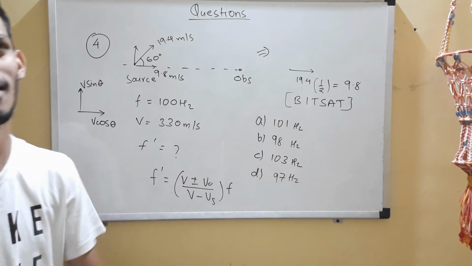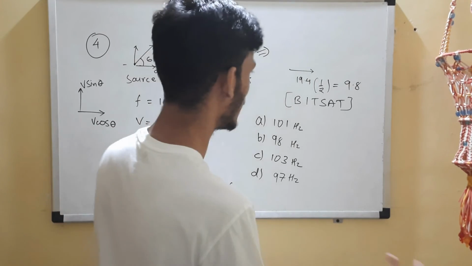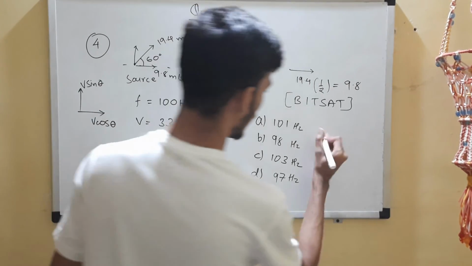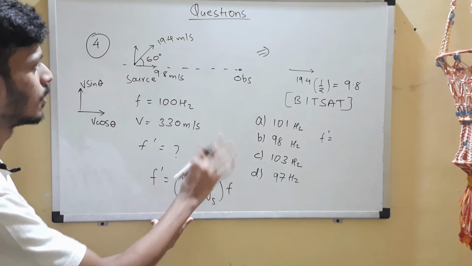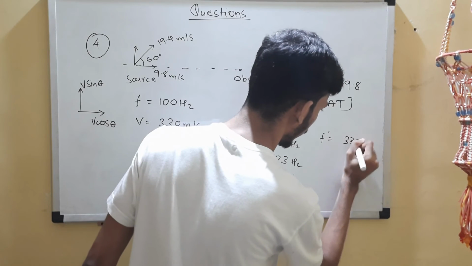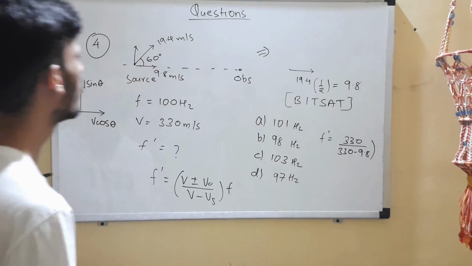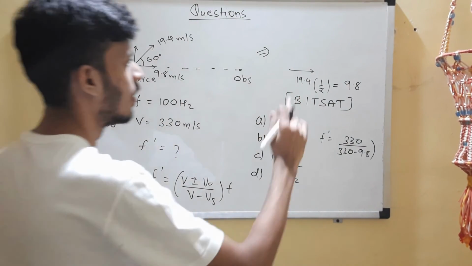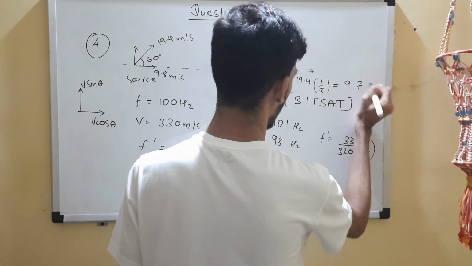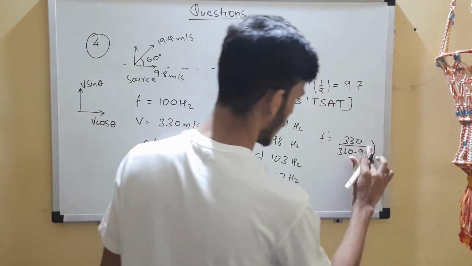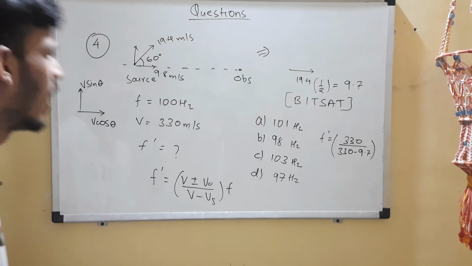By the way, this is a BITSAT question. I think I found it from the ACE series. Anyways, let's solve it. F dash will be given as 330 plus or minus 0 divided by 330 minus 9.8. Let me check it. Okay, it will be 9.7, so minus 9.7, into the original frequency, which is 100.